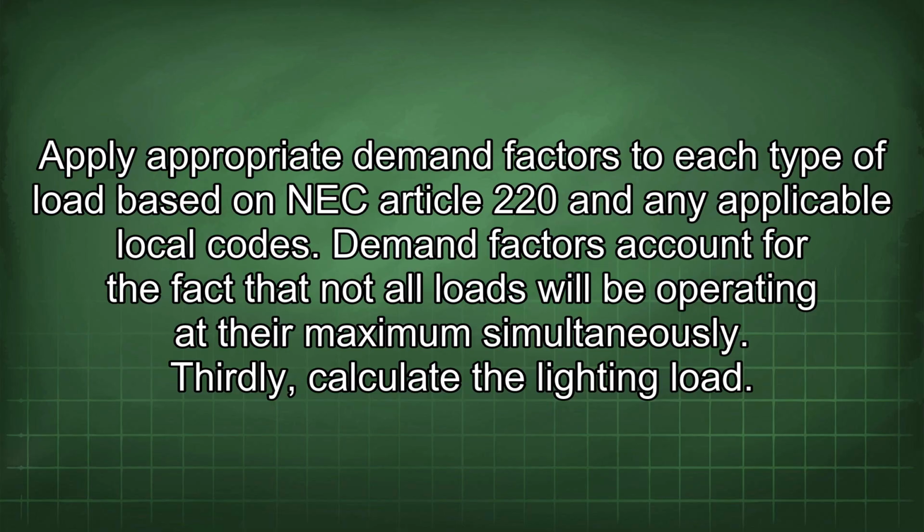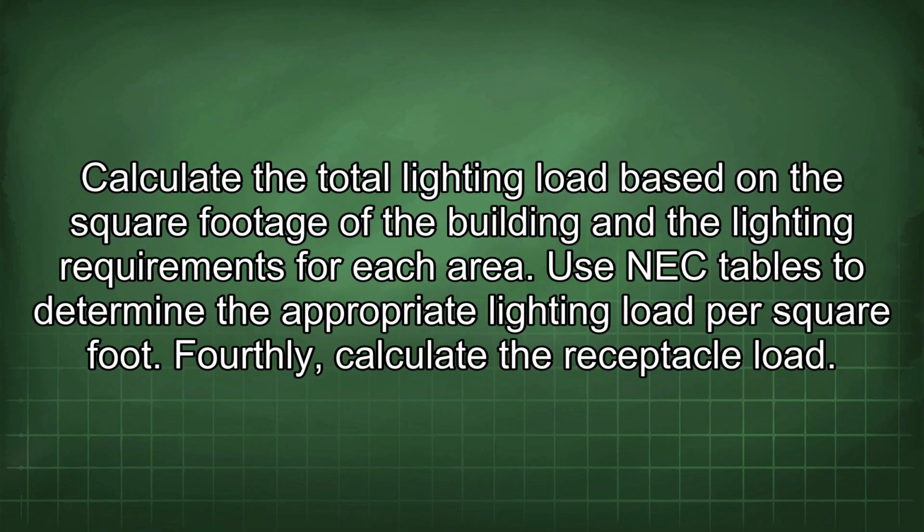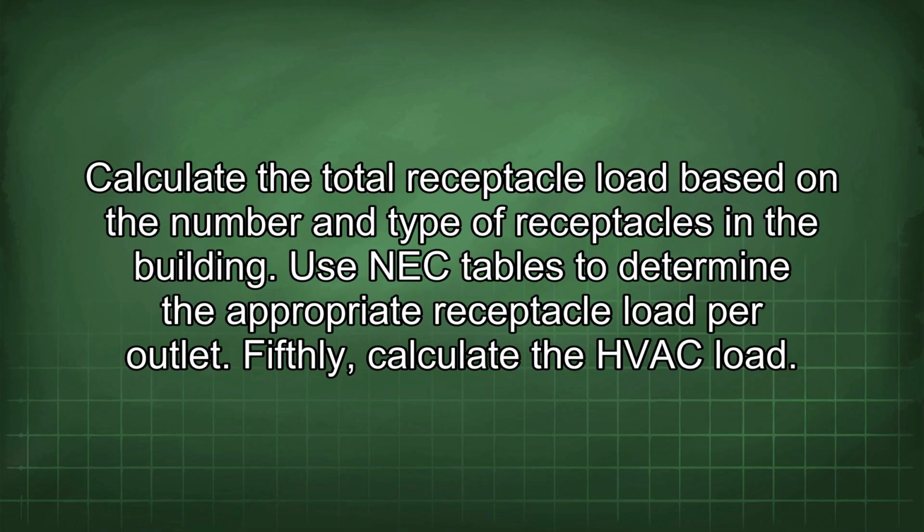Thirdly, calculate the lighting load. Calculate the total lighting load based on the square footage of the building and the lighting requirements for each area. Use NEC tables to determine the appropriate lighting load per square foot. Fourthly, calculate the receptacle load. Calculate the total receptacle load based on the number and type of receptacles in the building. Use NEC tables to determine the appropriate receptacle load per outlet.